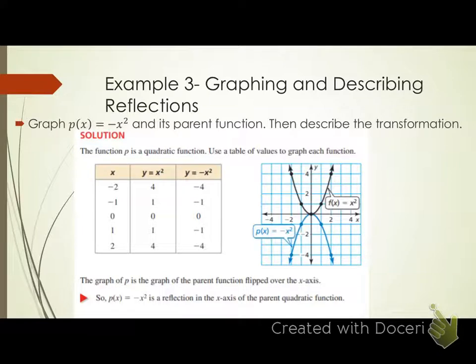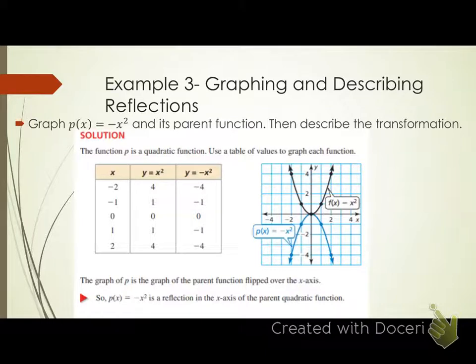My parent function is y equals x squared, correct? I know this is a quadratic because it's got a square term in it. This is p of x equals negative x squared. So I'm going to plug the same values into each one of them. I pick some x values: negative 2, negative 1, 0, 1, 2. When I plug them in, I'm just squaring these values because that's all x squared is telling me to do, correct?